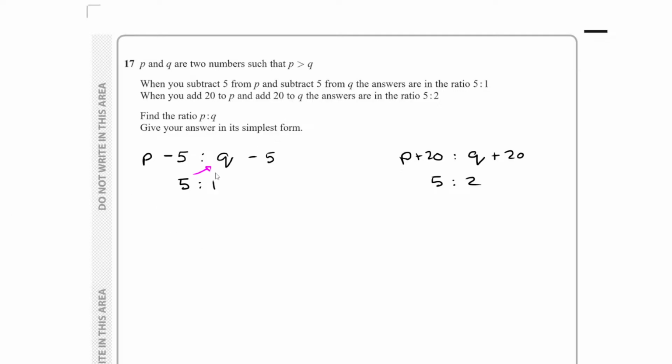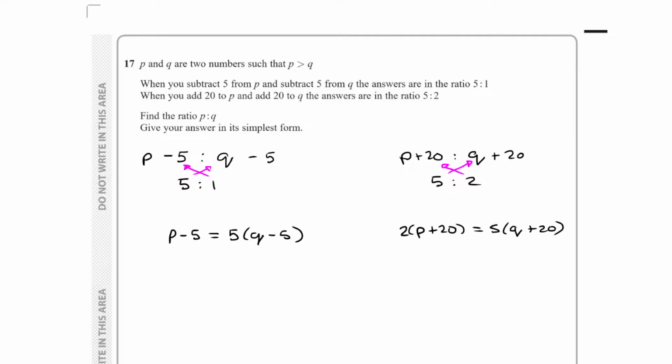The way that I memorize it is it's kind of the cross-multiplied version. So for example, on one side of my equation would be 1 multiplied by p minus 5, which is just p minus 5. And on the other side of my equation would be 5 multiplied by q minus 5. That's how I convert into an equation. And I would do exactly the same here. Cross multiply. Just remember that they're the wrong way around effectively. So 2 times p plus 20 is equal to 5 times q plus 20.